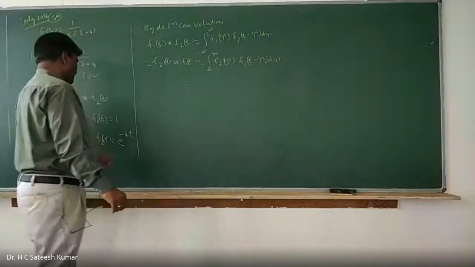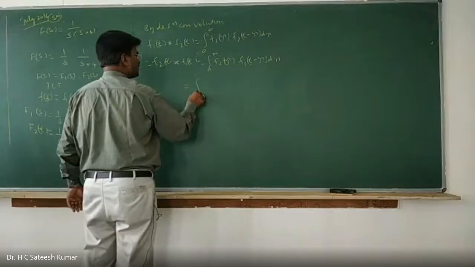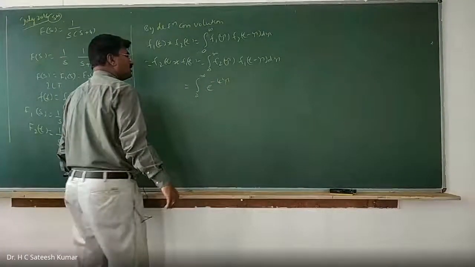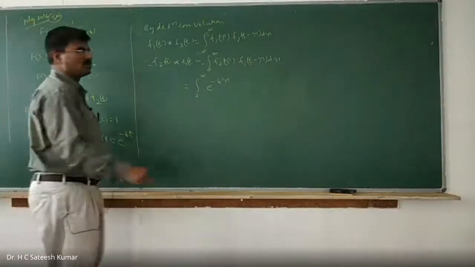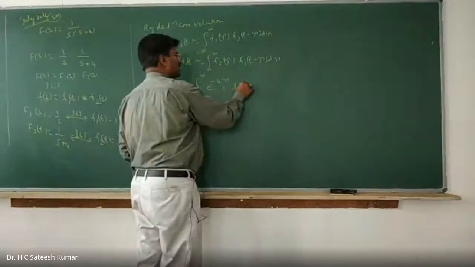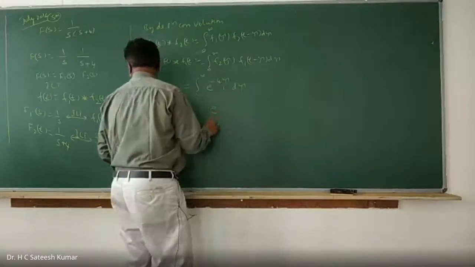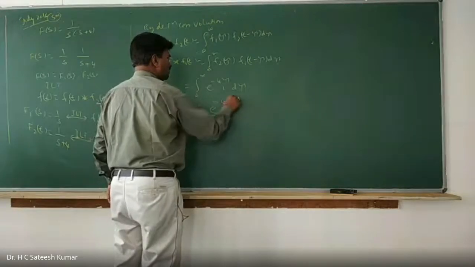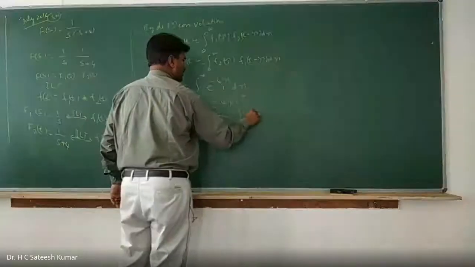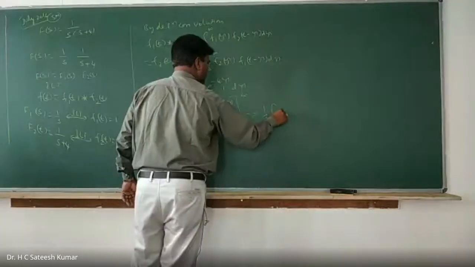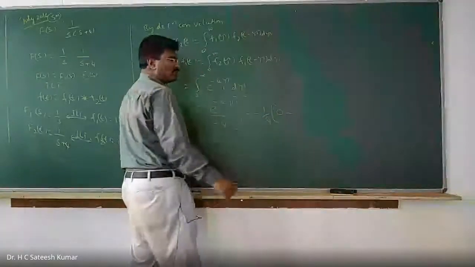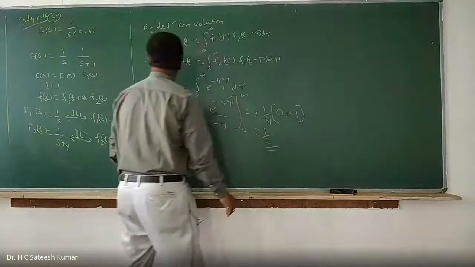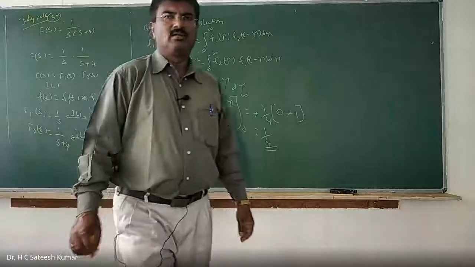Here f2 of tau is e to the power of minus 4 tau, and f1 of t minus tau is 1 only, no? That is right. It is very easy for me, that's why I have taken it like this. The integral is e to the power of minus 4 tau divided by minus 4 between the limits 0 to infinity, which is equal to minus 1 by 4 into e to the power of minus infinity, which is 0, minus e to the power of 0, which is 1. We get 1 by 4. That's how we have to find the convolution.